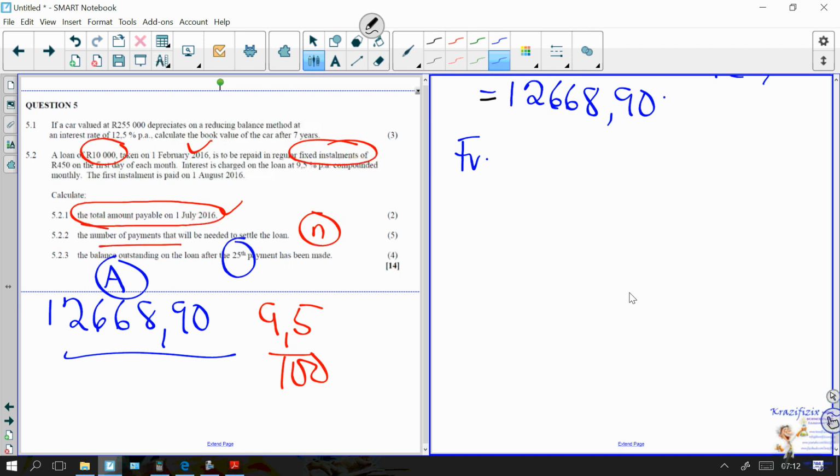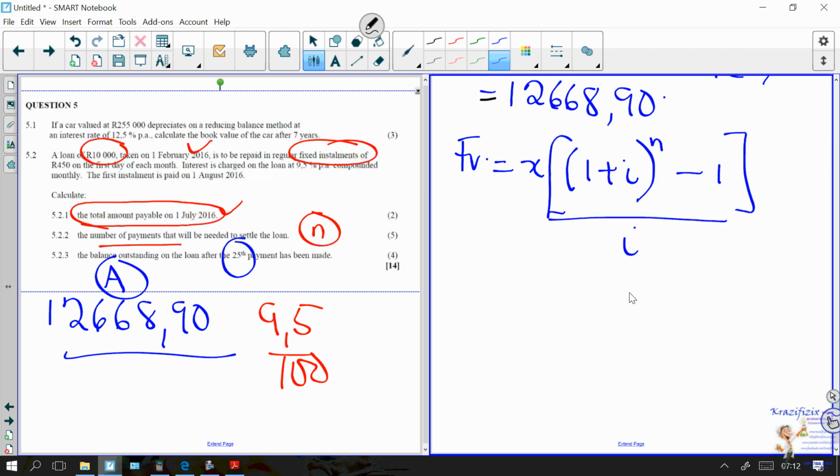What's my FV formula? My FV formula is X, we have a bracket there, 1 plus i, to the n, minus 1, over i. So what is my monthly payment? 450. 1 plus 0.0... Okay, let me go down a bit.